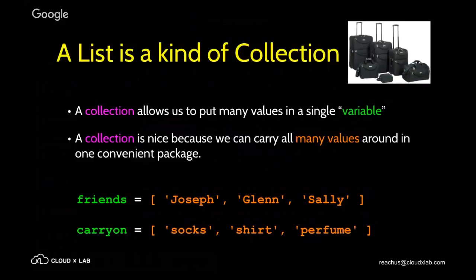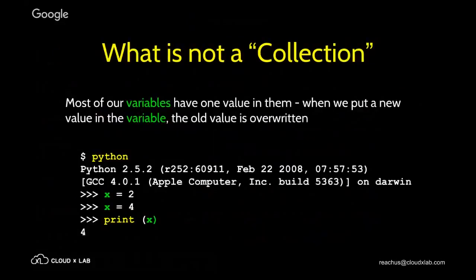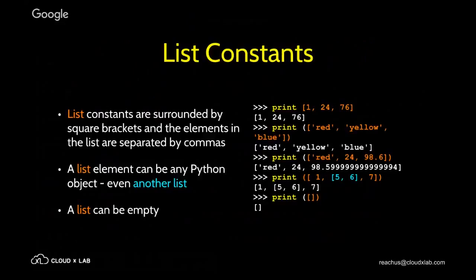So a list is a kind of collection of things. You could put multiple things in an array, and that's what a list is. What is not a collection? The basic primitive types are not a collection. Integer and float are not collections. The list constants are surrounded by square brackets, and the elements in the list are separated by commas. A list element can be any Python object and even another list. So a list can contain any other list, and a list can be empty.